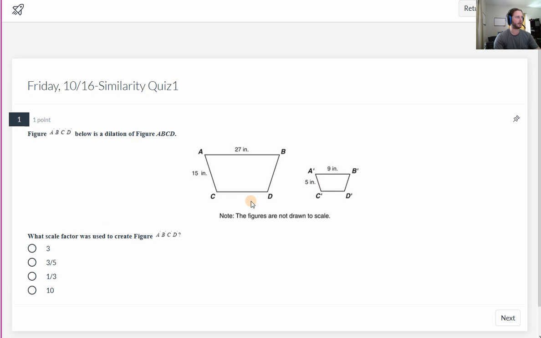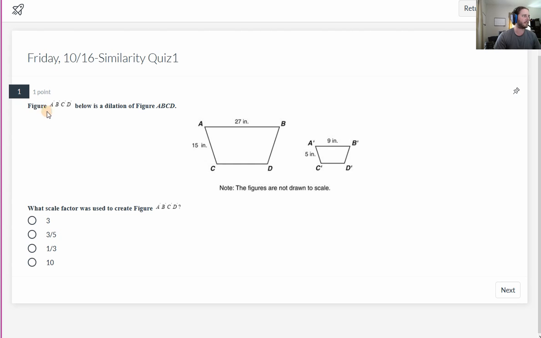here's one question right here. For this one, it said that figure A prime, B prime, C prime, and D prime below is a dilation of figure ABCD. So we can see ABCD is the larger shape, the prime shape is the smaller one, so the scale factor has to be less than 1. We know that right off the bat. If we go from a bigger shape to a smaller shape, we are dealing with a scale factor less than 1. So right out the gate, those two should be impossible. It is confirmed that this is a dilation. We don't have to guess if this is a dilation or not.